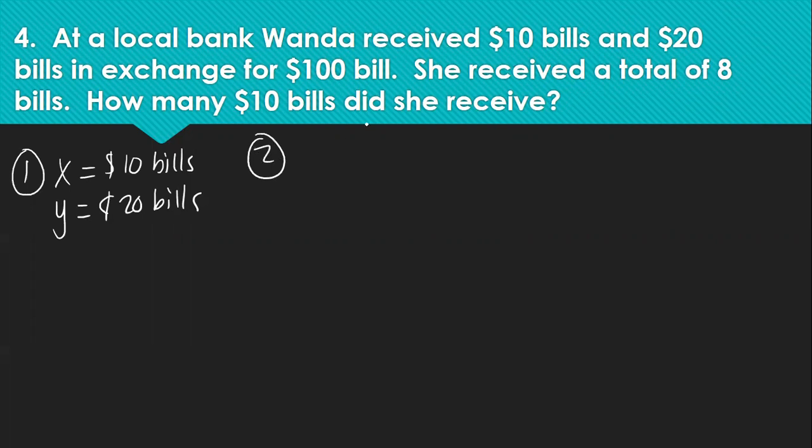Step 2 is to create our equation. So at a local bank, she's exchanging. She has a $100 bill, but she wants 10s and 20s in return. A very common situation, right? So if I want $10 bills and $20 bills, and I'm giving you $100, does that make sense? And altogether, I received 8 bills.